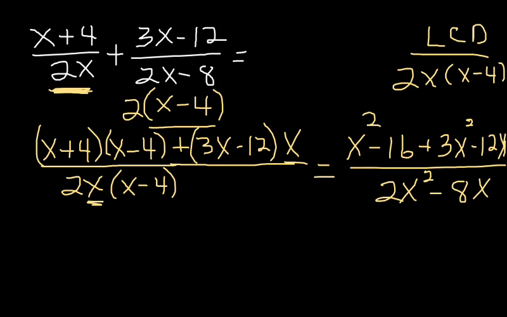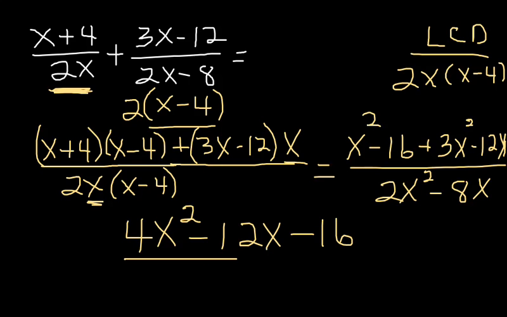Not quite finished because on top I still have a couple of x squareds that I need to combine, and I need to put it in the right order of descending exponents. So I have x squared plus 3x squared is 4x squared. And then I have minus 12x and minus 16. And all of that is over our common denominator of 2x squared minus 8x. And we will have added together those two fractions, those two rational expressions that have different denominators.